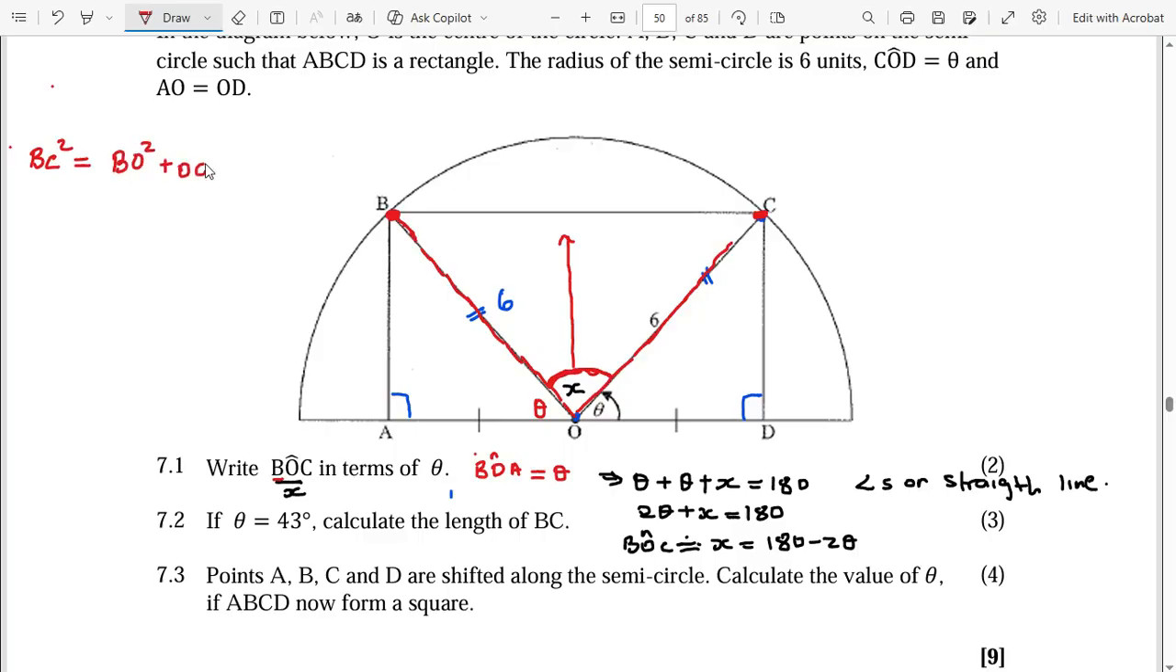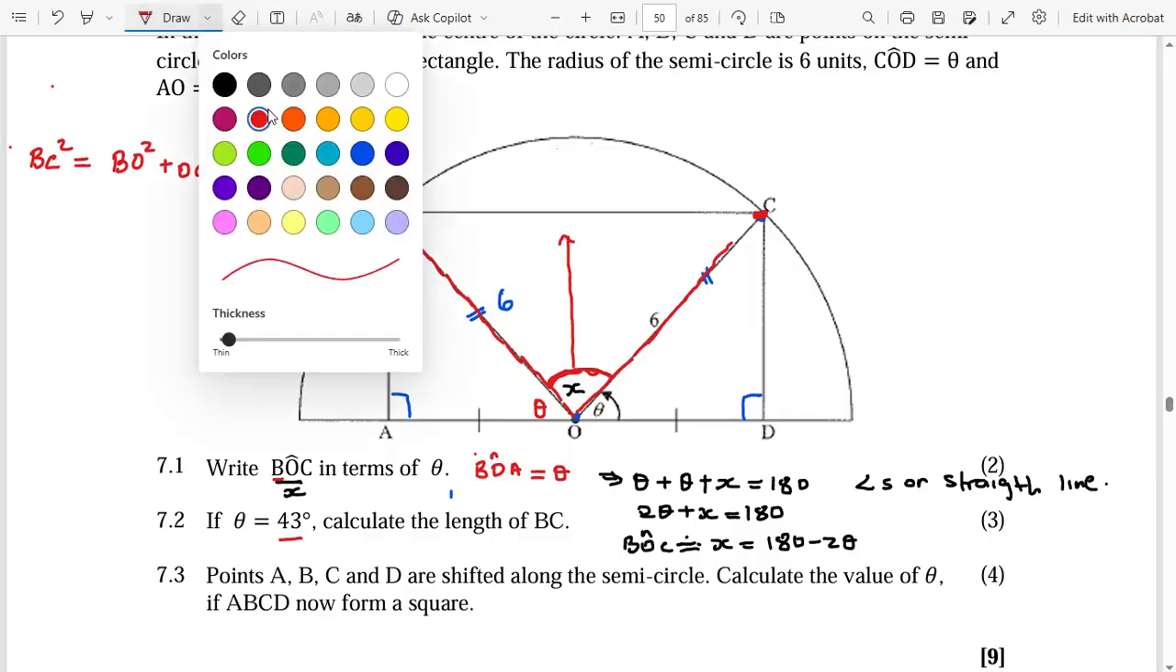plus OC squared. Then after, you have to subtract 2 times the product of those sides, which is BO multiplied by OC. Then this will be the cos of that included angle, which is angle X. Then now you can just do the substitution. But remember, we need to first find angle X if theta is 43 degrees. Let's quickly work on that.